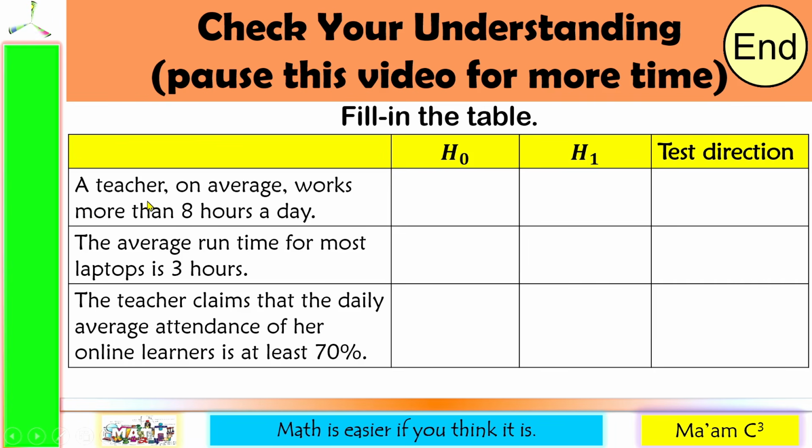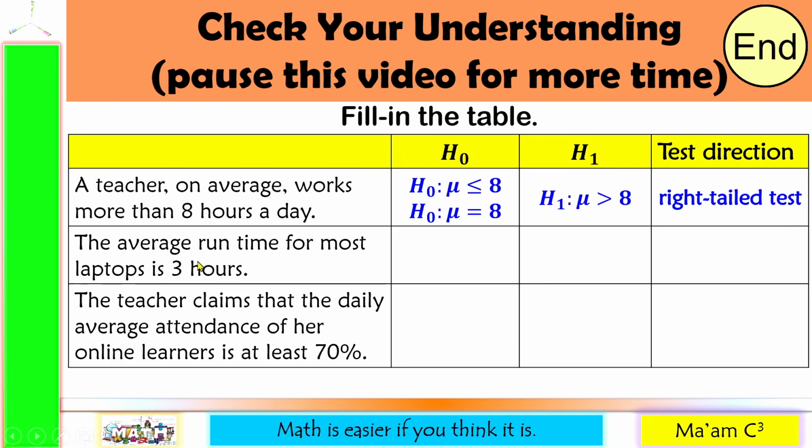Number 1, a teacher on average works more than 8 hours a day. Our parameter here is average and it says here more than. So this falls on our alternative hypothesis. Mu is greater than 8. The complement of greater than is less than or equal to, or you may use simply equal to 8. For the test direction, since this is greater than, this is a right-tailed test.